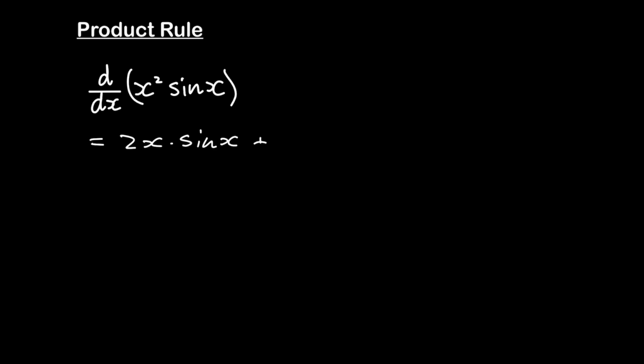and then plus, we leave x squared, times by the derivative of sine of x. So the derivative of sine of x is cos of x. And that's the final answer for this question.